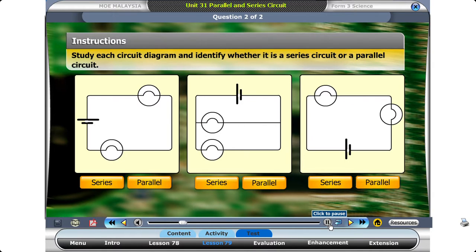Study each circuit diagram. Identify whether it is a series circuit or a parallel circuit. Click on the correct answer.